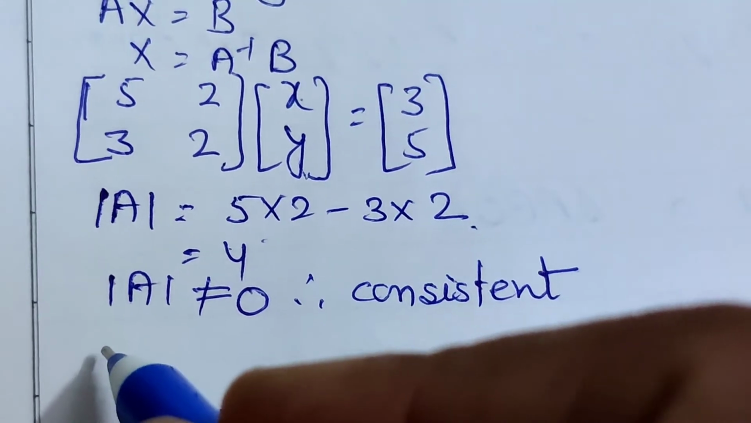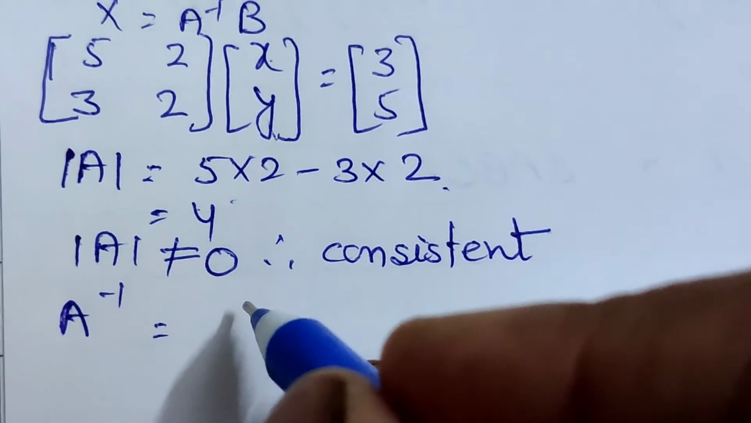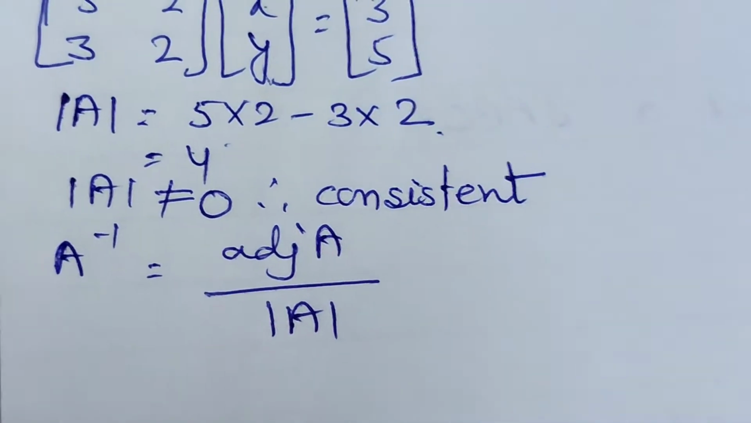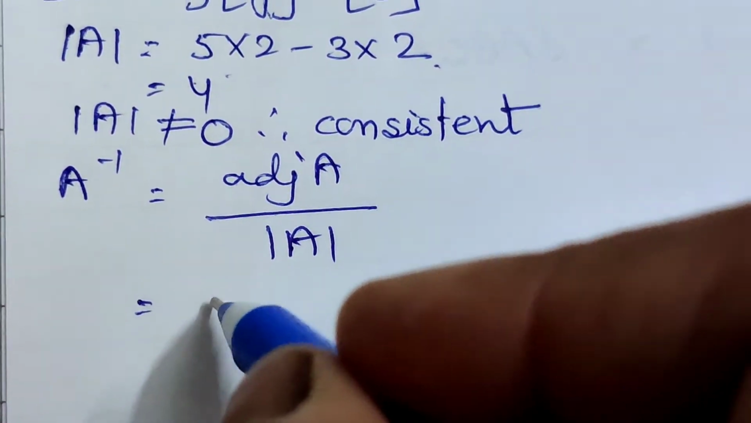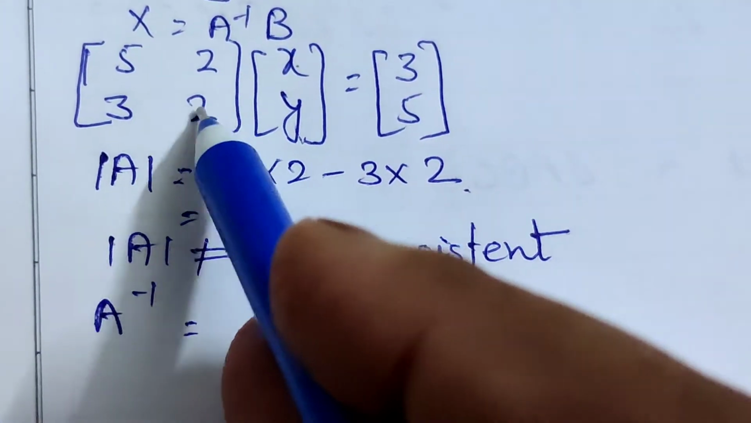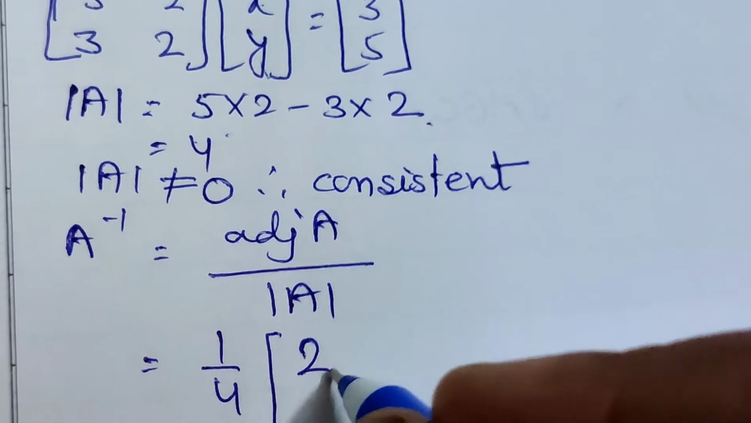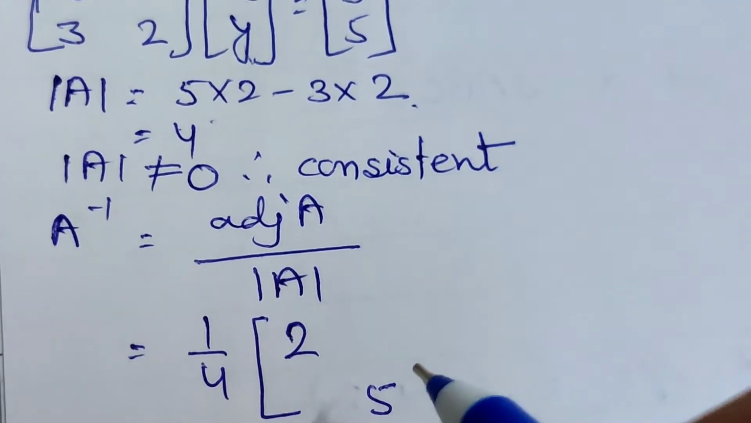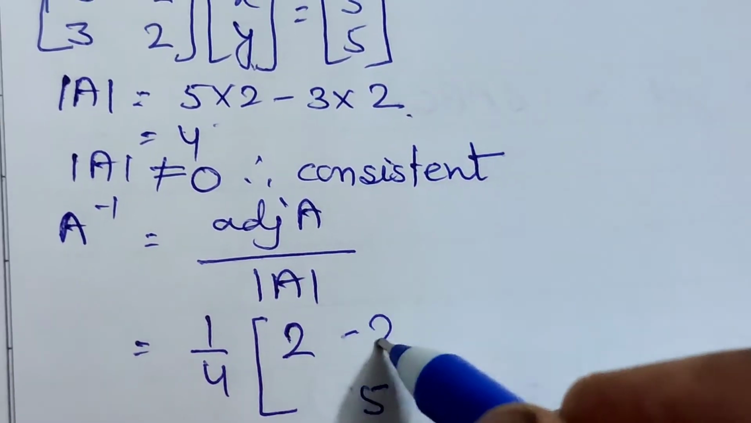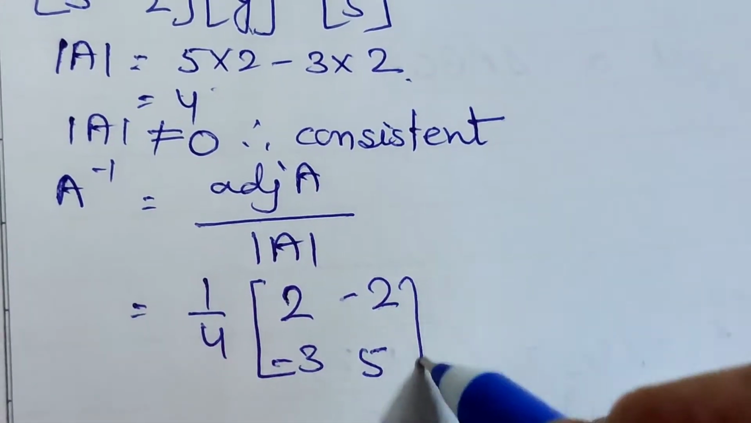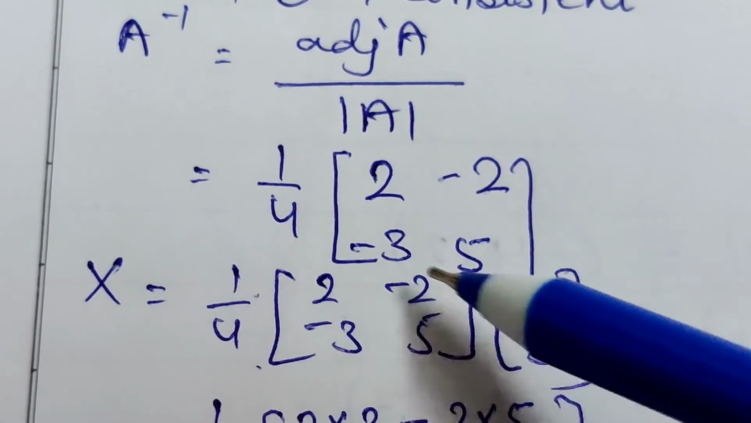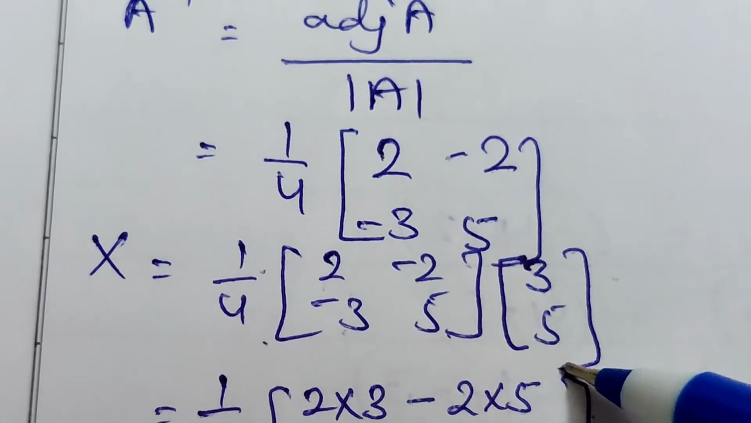First, for finding A inverse: A inverse is adjoint of A divided by determinant of A. Determinant of A is 4, so 1 by 4, and the adjoint is: replace the values and change the sign, giving [2, -2; -3, 5]. X equal to 1 by 4, adjoint of A [2, -2; -3, 5], and B is [3; 5].